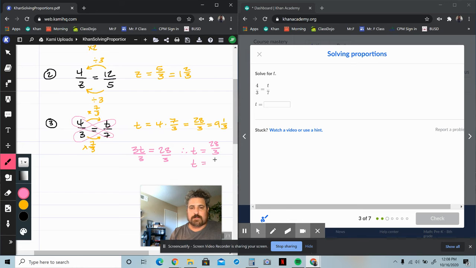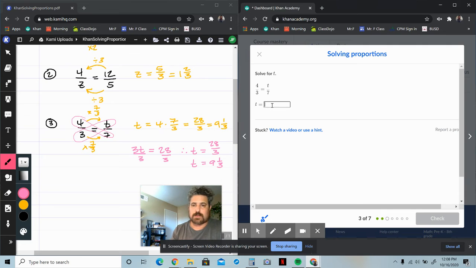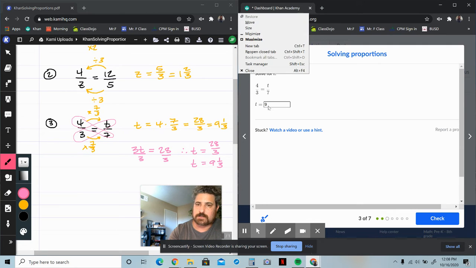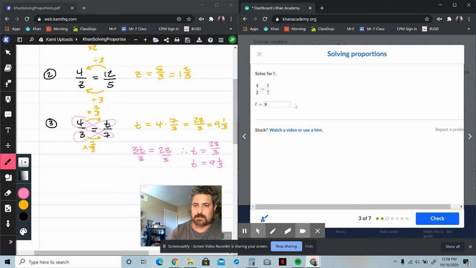So you can solve it with the pink method or with the yellow method. The pink method is called the cross product. Bottom times the opposite top equals top times the opposite bottom. And it's always going to work whenever you have a proportional relationship. So this is 9 space 1/3. And there's your answer.